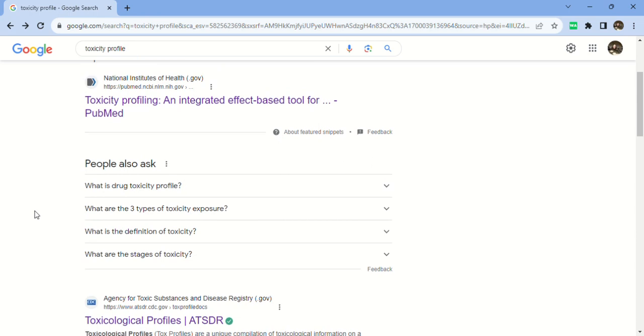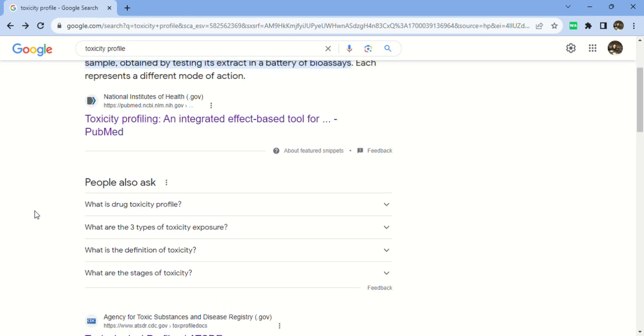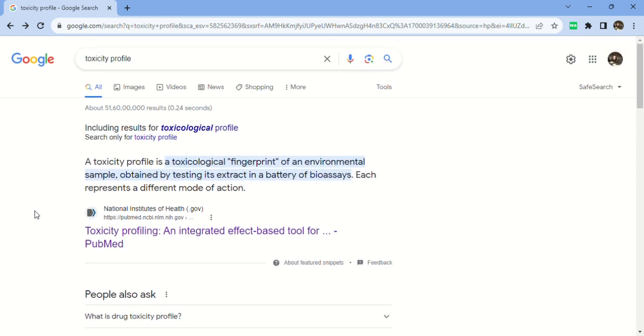In the next video, I would like to share the web servers that are used to assess the toxicity profiling of any drug. Guys, especially I'm dealing with the QSAR and drug development.